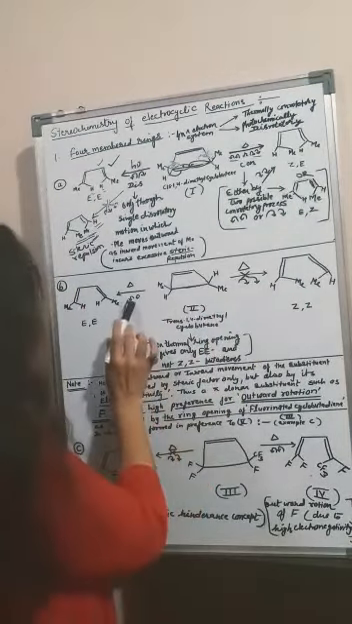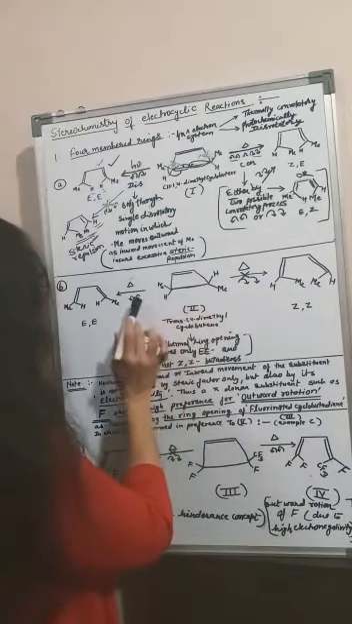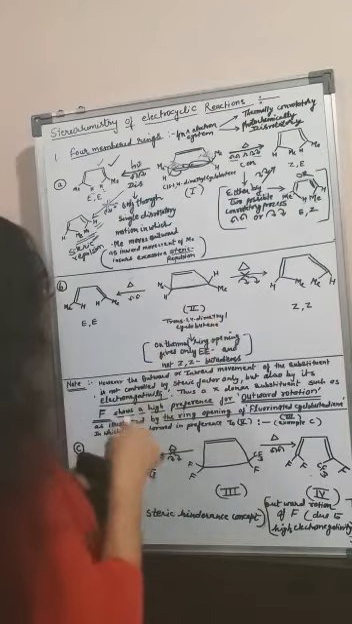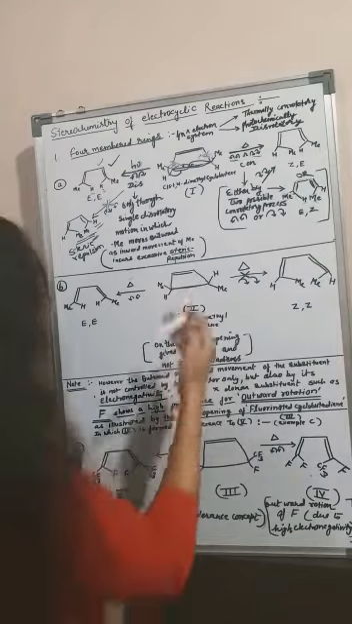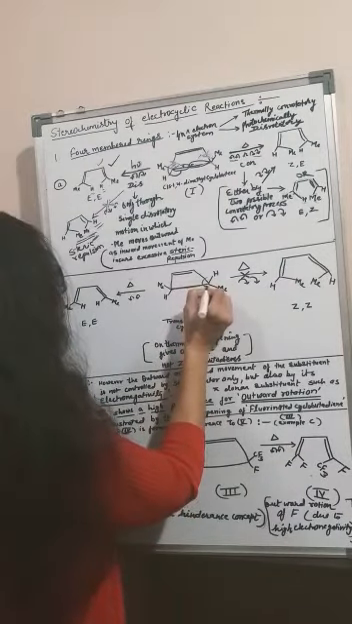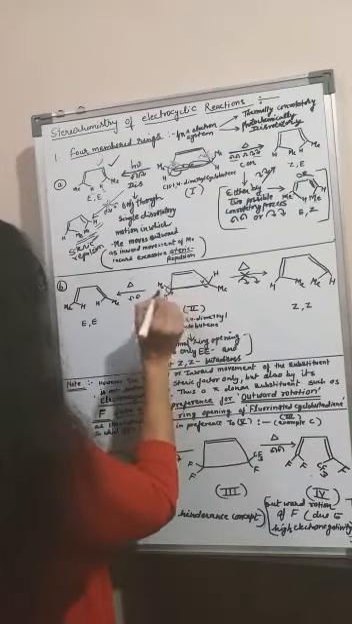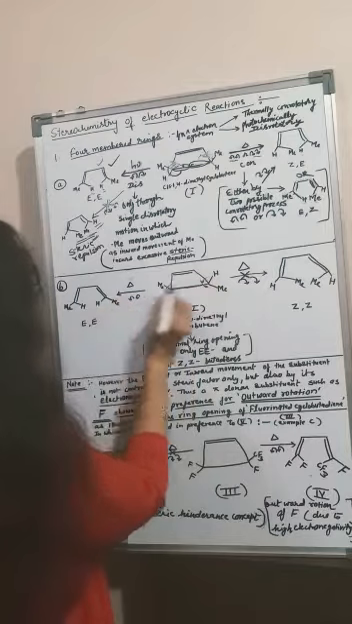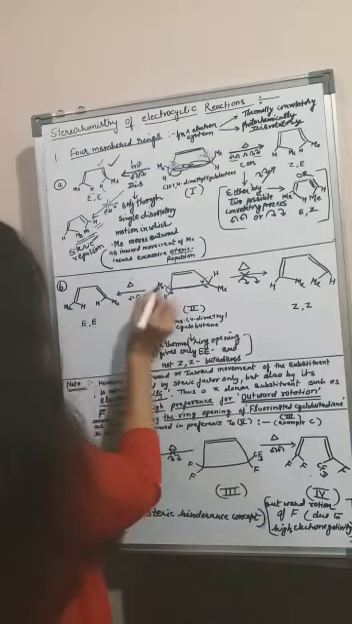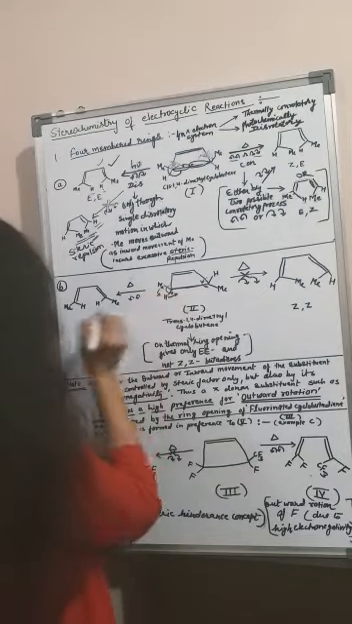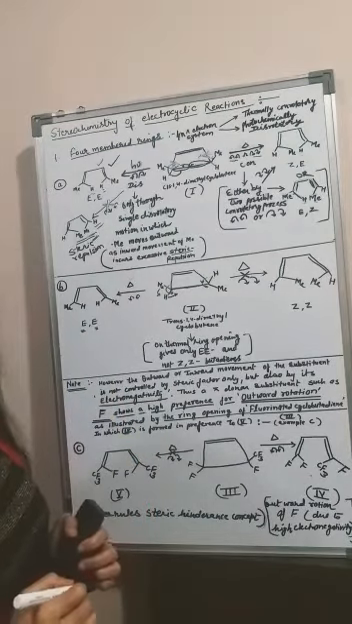So by the conrotatory process, what happens? If anti-clockwise we are seeing, this is anti-clockwise, and this is also going anti-clockwise. So H will move inward, Me is moving outward. Here Me is moving outward, this side, and H is moving inward. So the EE configuration is there, right?